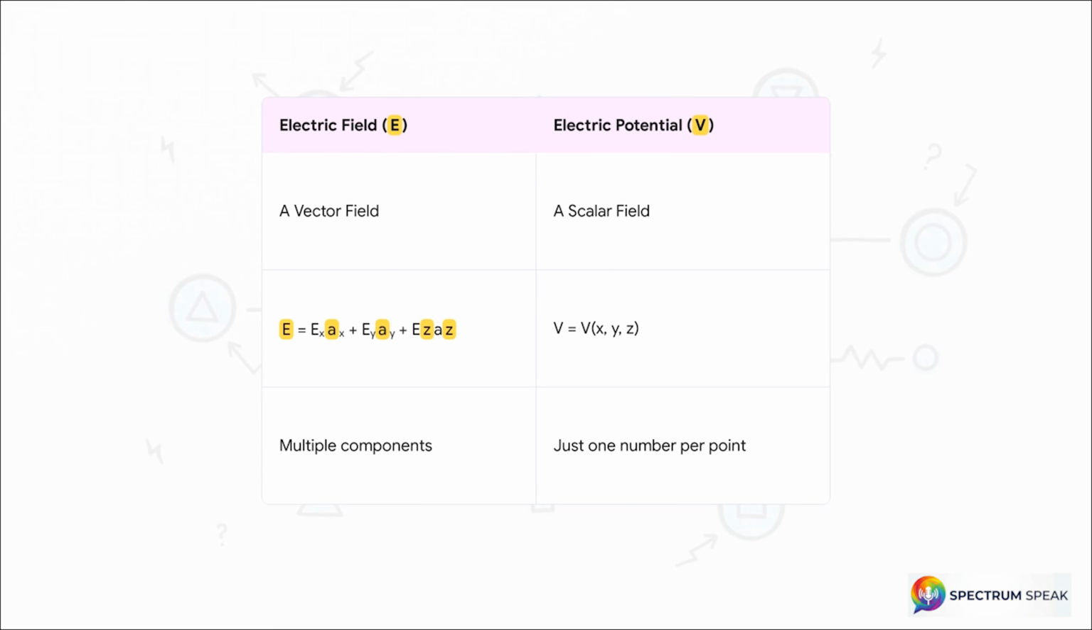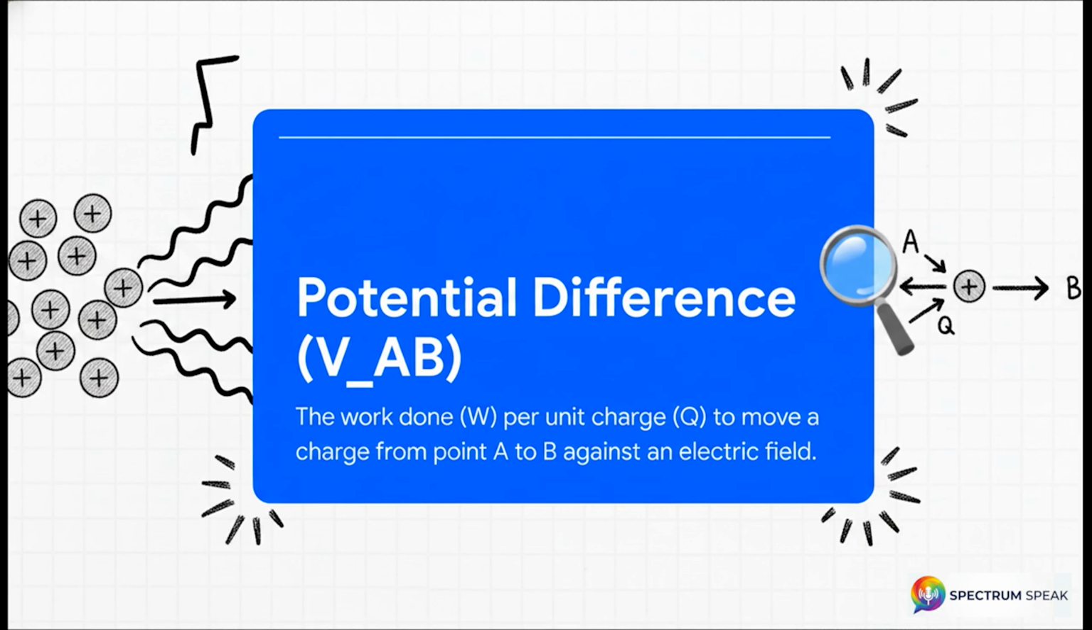So the big question is, how does this scalar shortcut actually work? Well, it all boils down to two familiar concepts: work and energy. So what exactly is this potential difference? Really, at its core, it's just a measure of energy. The official definition says it's the amount of work you have to do to move a charge from point A to point B against the push of an electric field. It's kind of like the effort it takes to push a heavy box uphill, right? That potential difference is just a number that tells you exactly how much energy you had to spend on that journey.